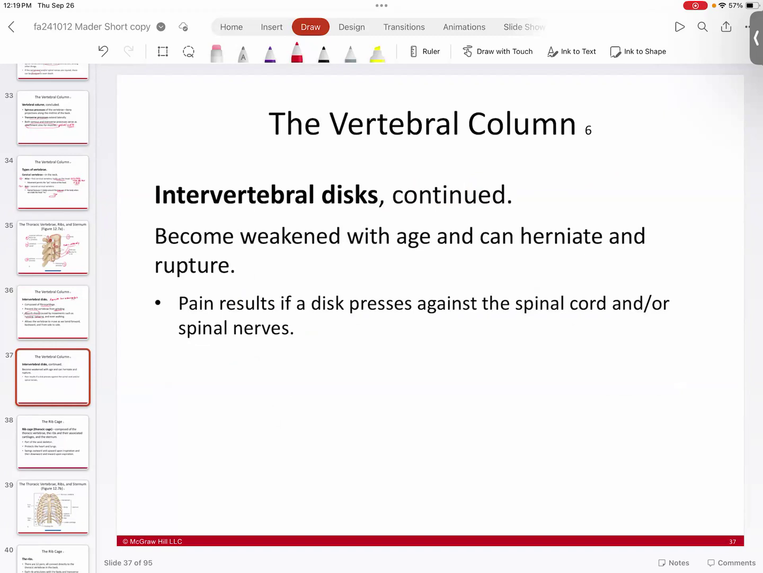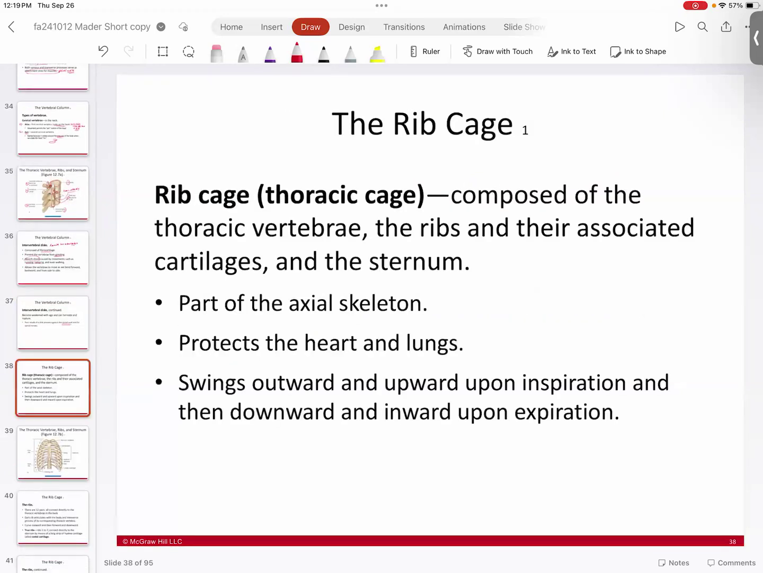If they become weak, for instance as we get older and our cartilage starts to break down, or they can herniate and rupture, then this will cause our disc to press against the spinal cord. It'll bulge and press against the spinal cord, and that hurts. And so we'll feel that as nervous pain.